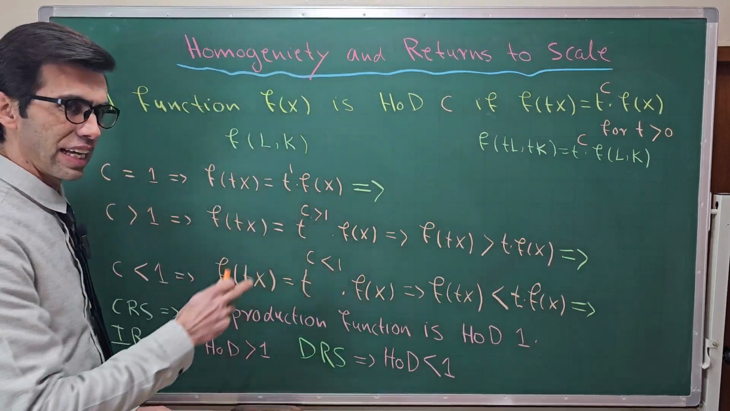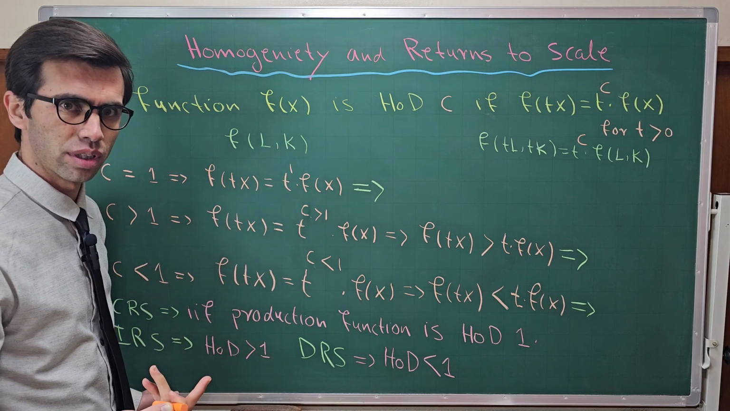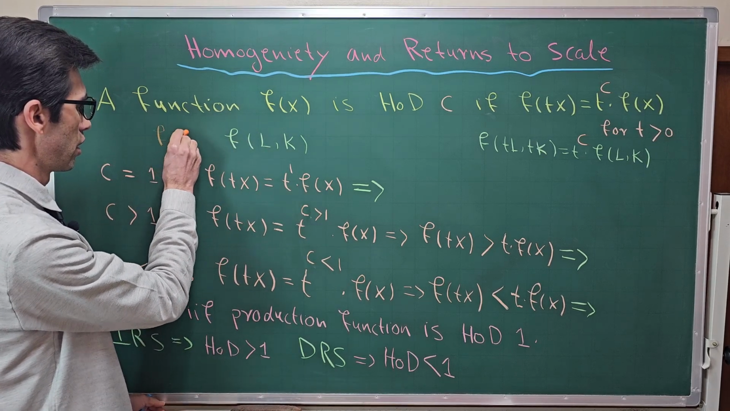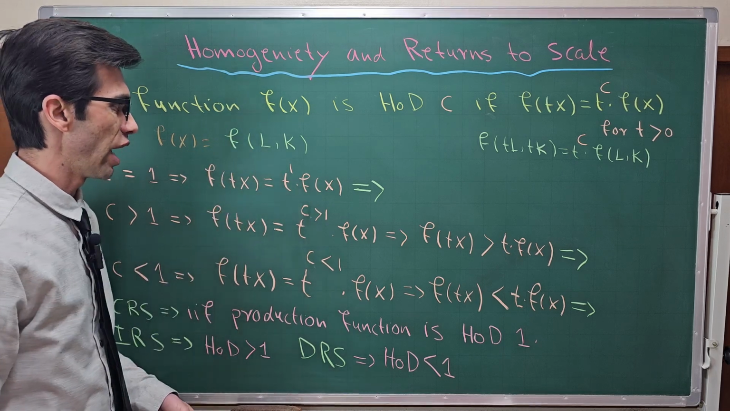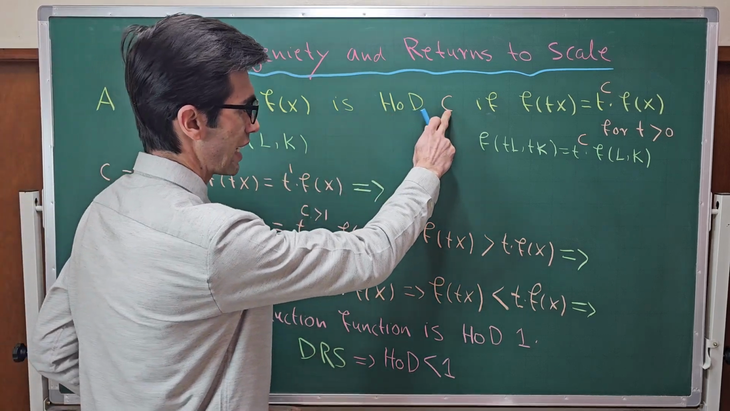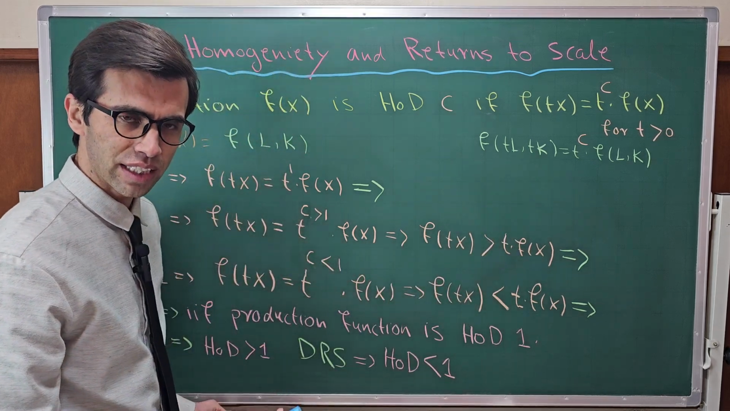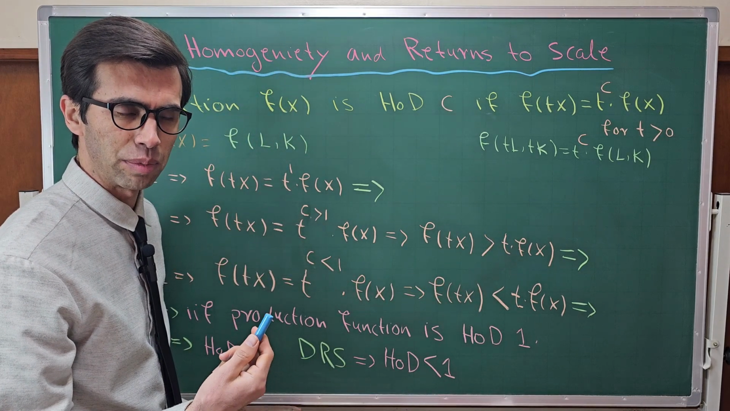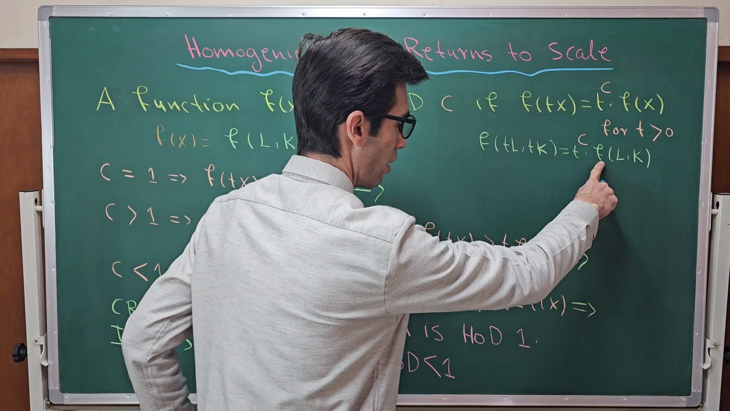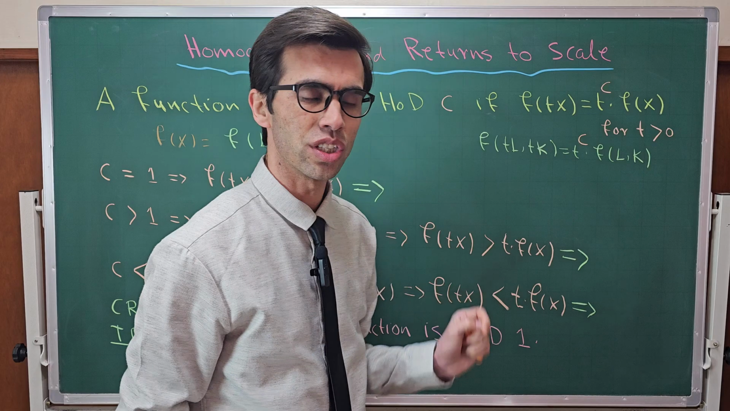So if f of x is a production function, suppose this x is a vector of inputs, and those inputs are labor and capital, then f of x is equal to f of L and K. Then this function is homogeneous of degree c if f of tL, tK, which means after scaling all inputs by some scalar t, is equal to t to the power of c multiplied by f of L, K. And there is one condition: for all t greater than 0.